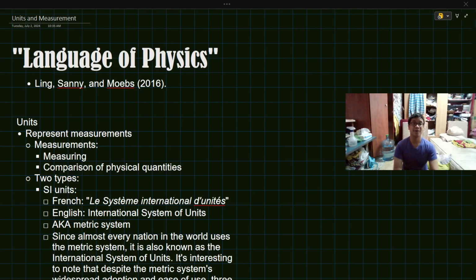Hello everyone and welcome to the first lesson of Physics 1, Units and Measurement. According to Lin, Sani, Mobs from 2016, it is the language of physics. Why is it called the language of physics?